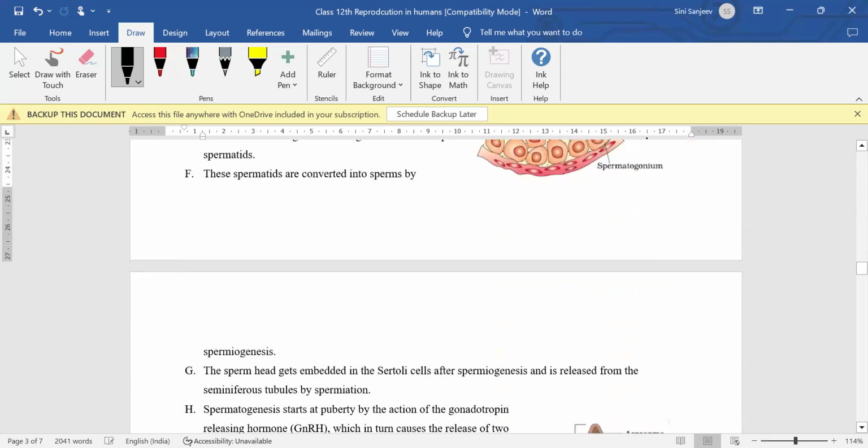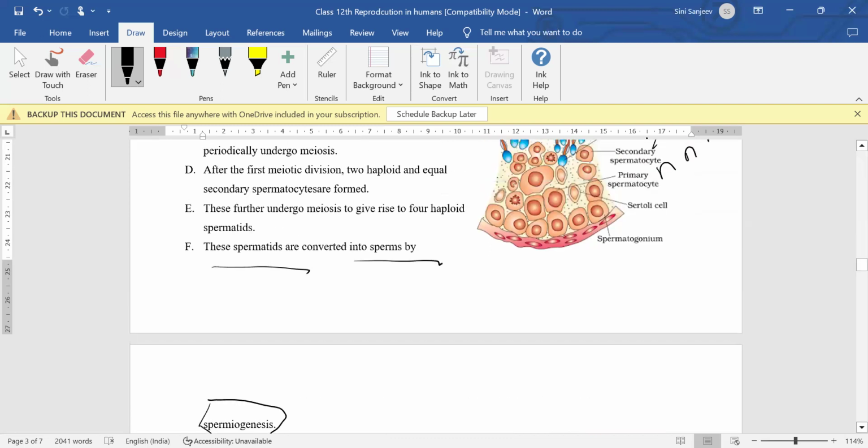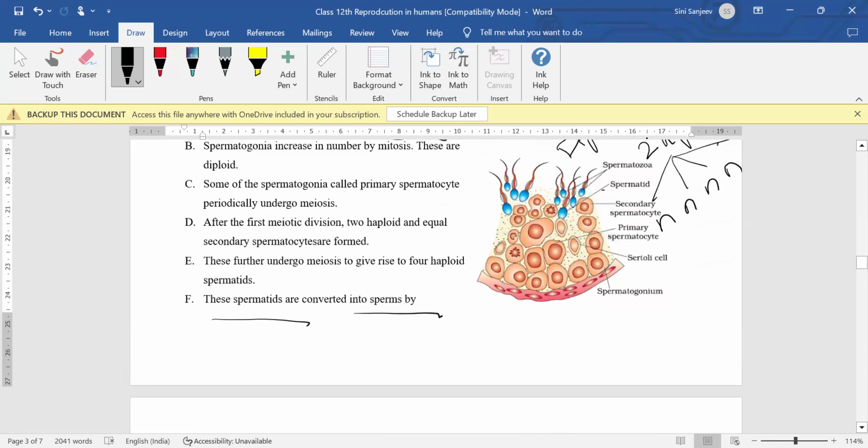The process by which spermatids are converted into sperms is known as spermiogenesis. Once the sperms are produced, as I told you, they should be stored somewhere before their release. So they are embedded in the Sertoli cells. If you see, this is the Sertoli cell, and the sperms are embedded inside it.